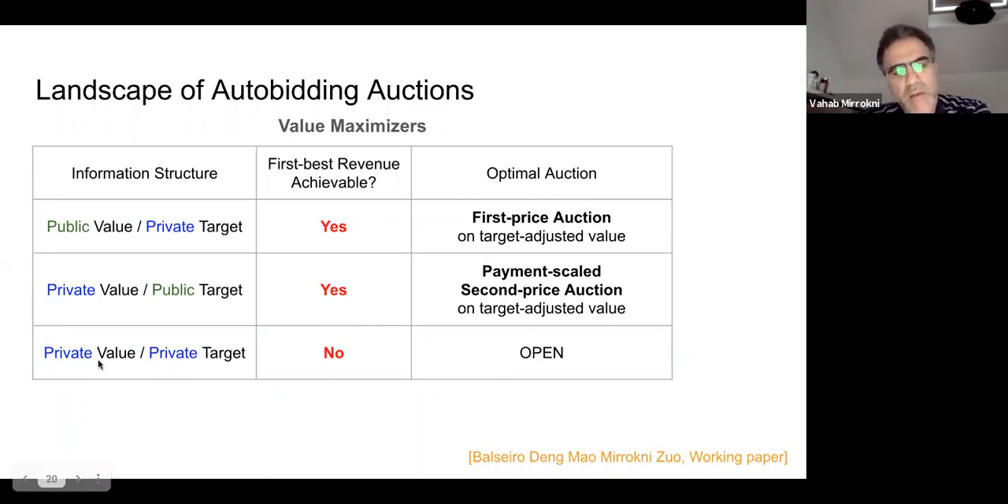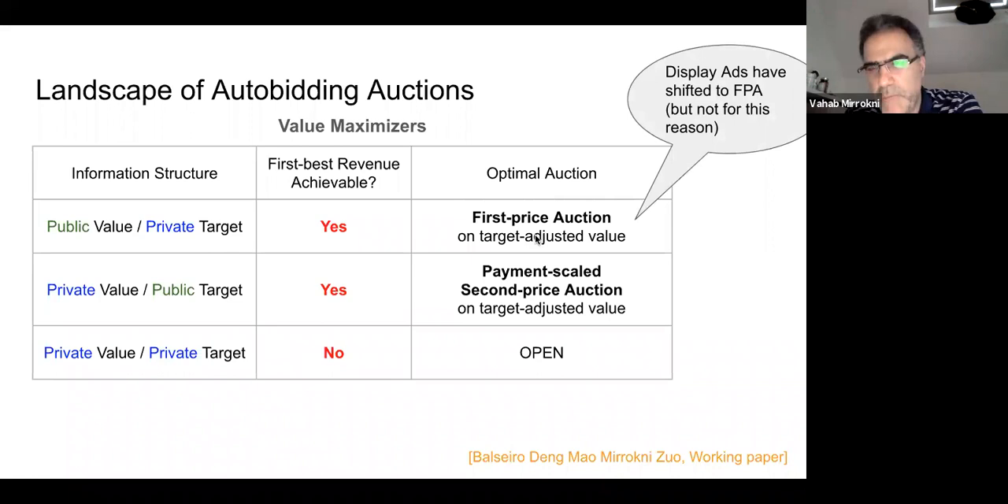But in the case that both values and targets are private, we show that static auctions cannot achieve the first-best revenue. So it's not possible to achieve the sum of the total values as the revenue here, and characterizing the optimal auction remains open. Interestingly, the display ad market moved to first-price auctions about two years ago. The reason the advertising exchanges for the display ad market moved to first price was not this at all. It was other reasons, like competition between exchanges. But it is an interesting observation that this may actually be a good auction for the case of automated bidders, which are increasing in the display ad market as well.